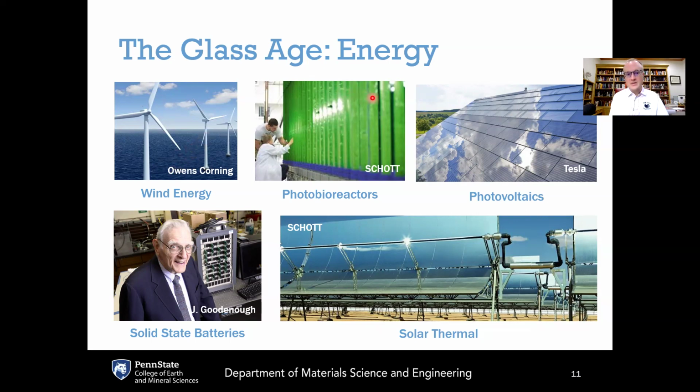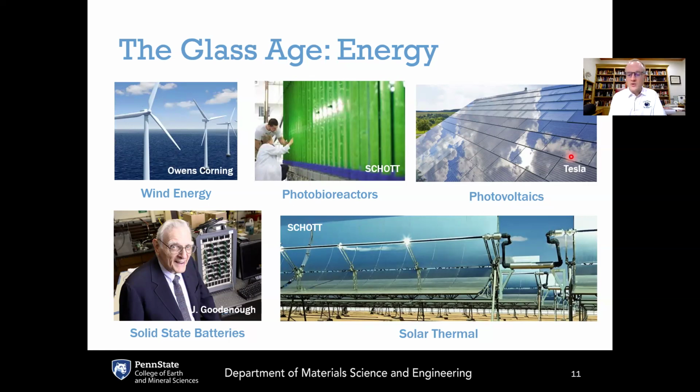Another place where glass is being used is in photobioreactors. So these are glass tubes that contain algae, where in this case, the solar energy is being converted to chemical energy through photosynthesis. And glass is being used for its chemical corrosion resistance as well as its optical transparency.